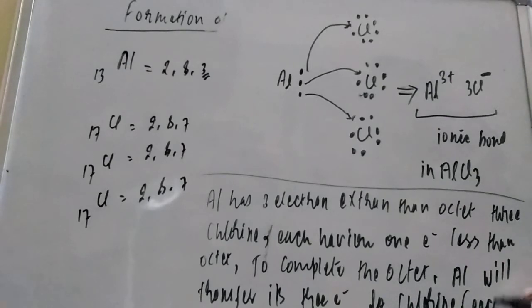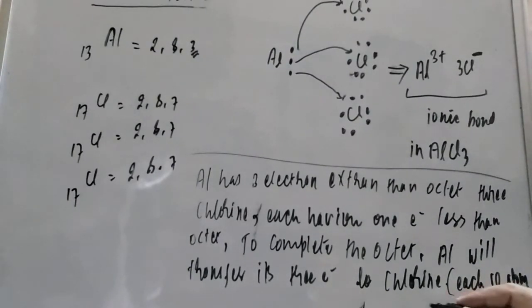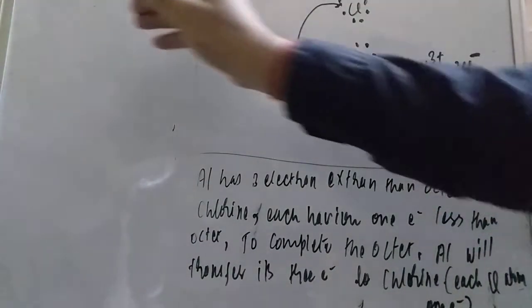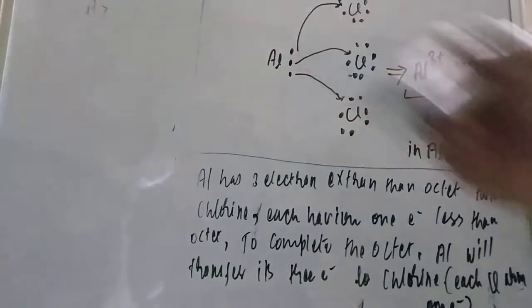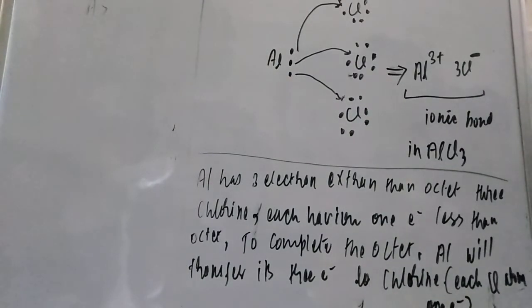In bracket I am writing each one electron, each chlorine atom 1 electron. Each Cl atom, how many electrons, student? Each Cl atom 1 electron. So what will happen if each Cl atom acquires 1 electron? As a result, I am writing at the top of the board. If the 3 electrons are transferred, then aluminum has how many electrons, student?